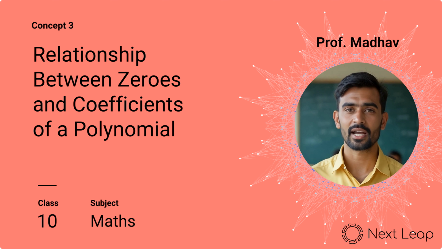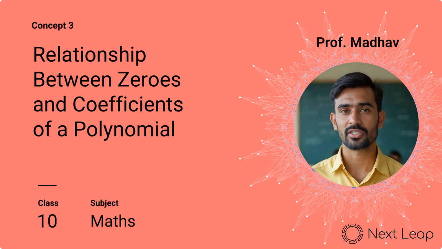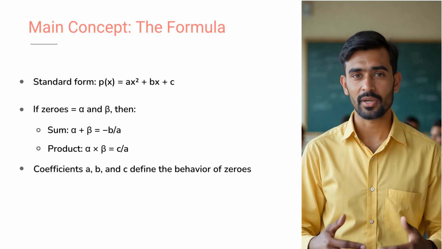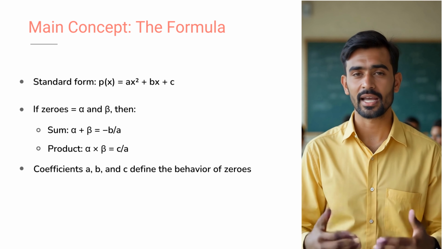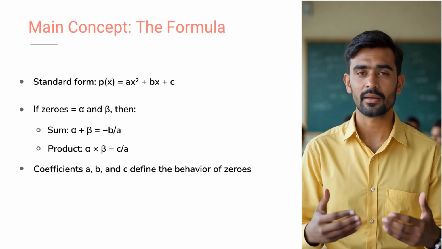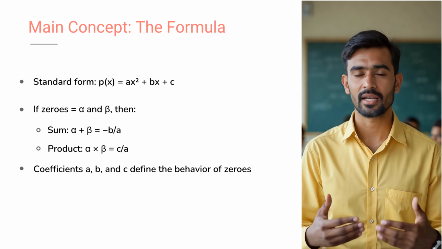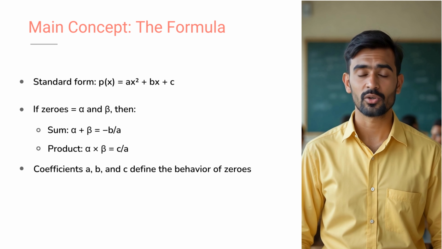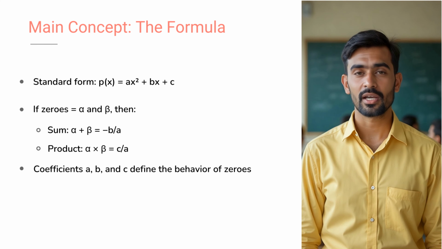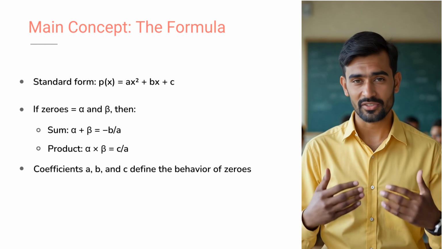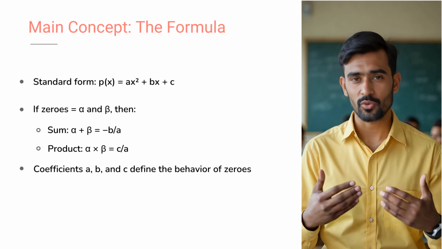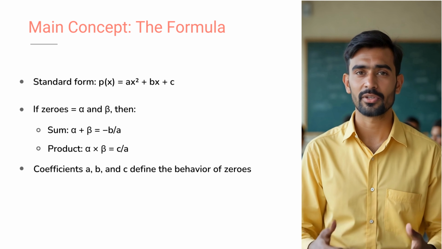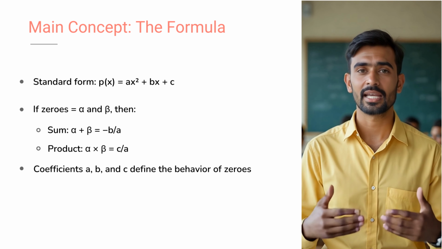Let's begin by understanding how the zeros of a polynomial are related to its coefficients. A quadratic polynomial is written in the standard form p of x equals ax squared plus bx plus c, where a, b, and c are real numbers and a is not equal to 0. Let's say this polynomial has two zeros, alpha and beta. Here's the relationship you need to know. The sum of the zeros, alpha plus beta, is equal to negative b divided by a. The product of the zeros, alpha times beta, is equal to c divided by a.